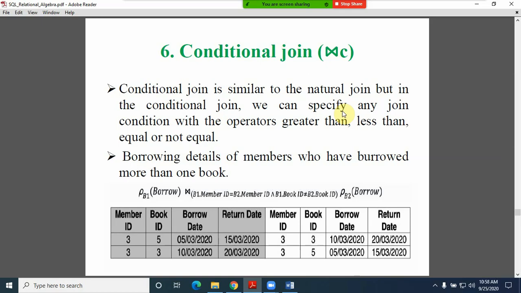And the next important thing, friends, is borrowing details. Suppose I want to apply a conditional join on my available tables. I just want to get the borrowing details of members who have borrowed more than one book. More than one book means the members would have taken multiple books. In that particular case, I am using the borrow table as well as the member table.